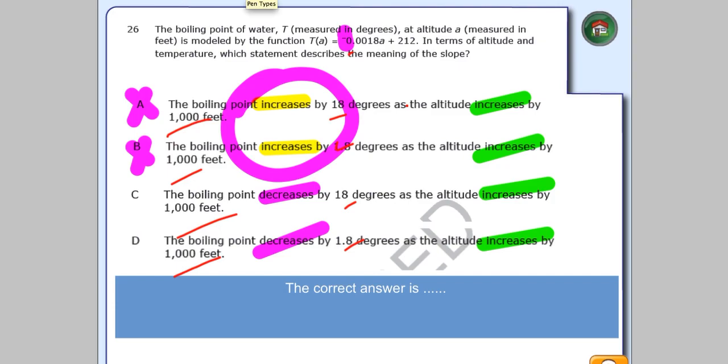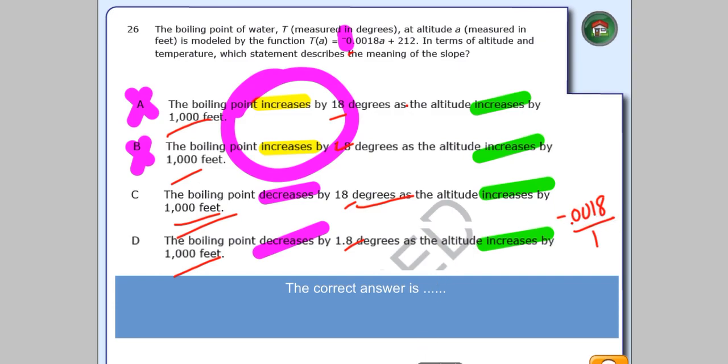So what that means is you have negative 0.0018 over 1 as a slope. This is doing degrees per 1,000 feet. This is doing degrees per 1 foot.